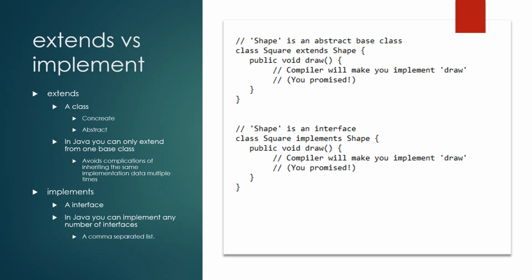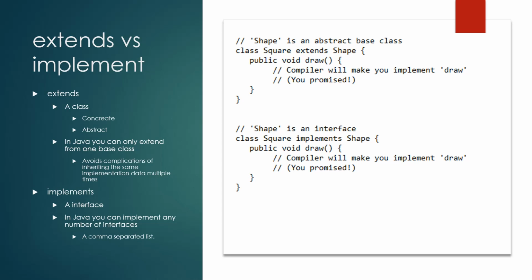So let's take a look at the two examples side by side. A class extends a shape when the shape is an abstract base class and therefore has to write the draw method. In the second example, when shape is an interface, class square implements shape, the rest of it is identical. You have to implement draw. So a class can be either concrete or abstract. Concrete meaning all methods are implemented. Abstract meaning it's explicitly declared as an abstract class, and some of the implementation is left up to future work.